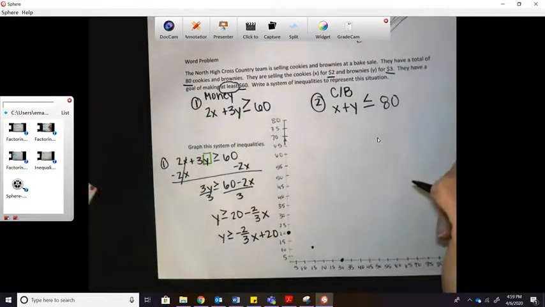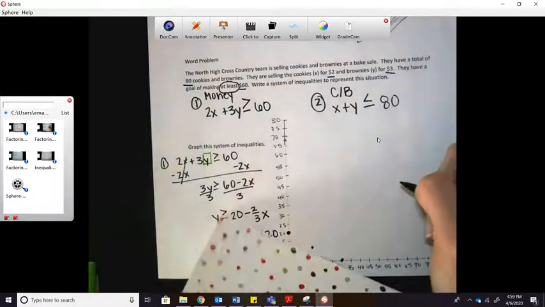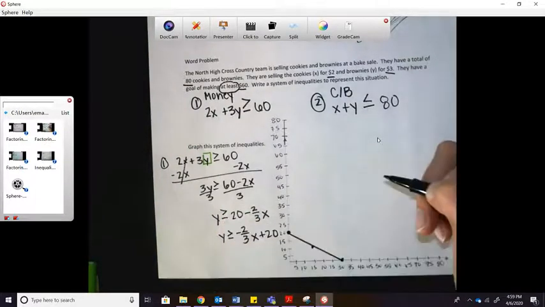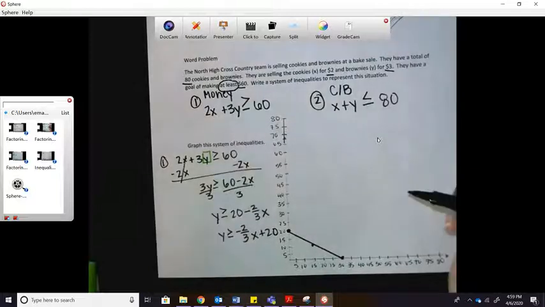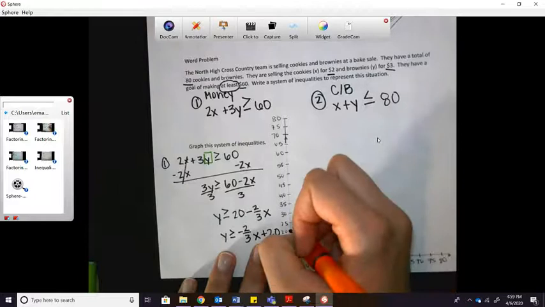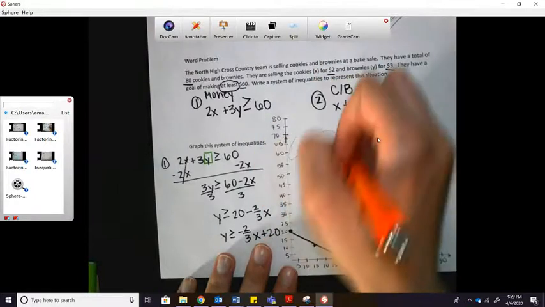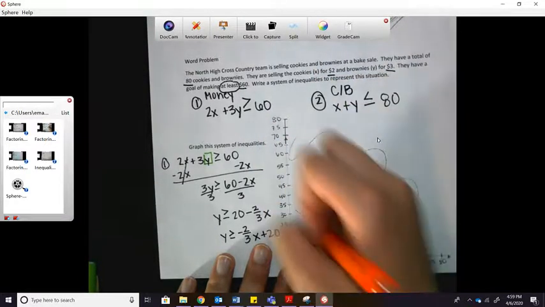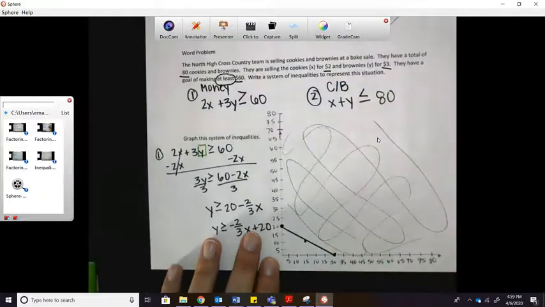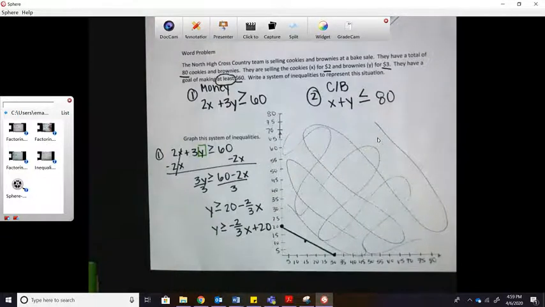And it is a solid line because of the equal to, and it is greater than. So actually what we want is everything above this. I'm going to be kind of non-specific about that right now because we will shade it in a little bit nicer in a second here.